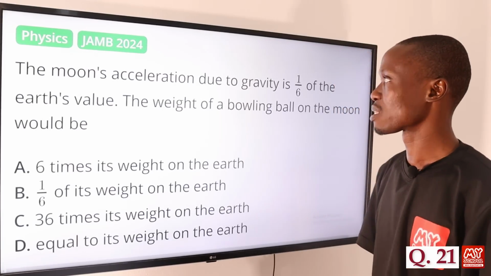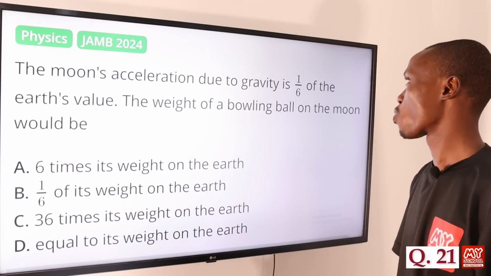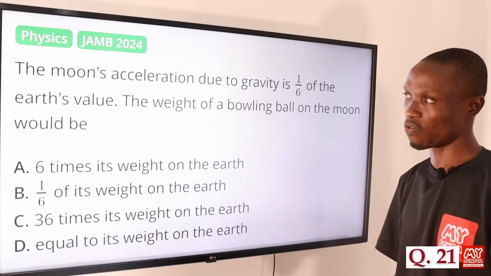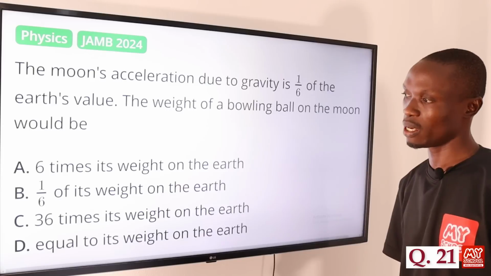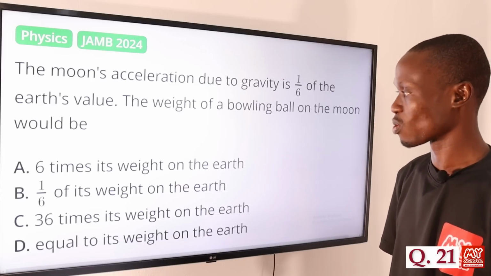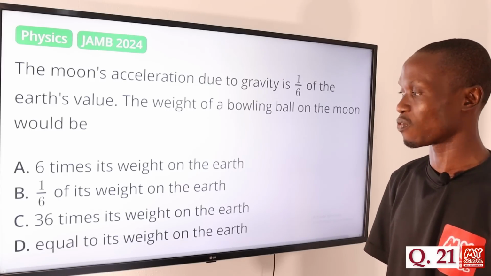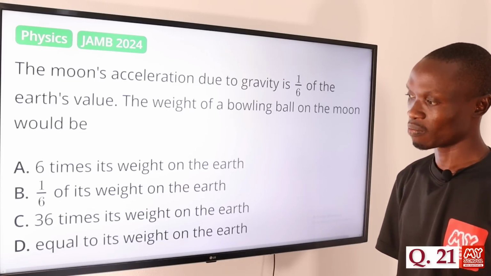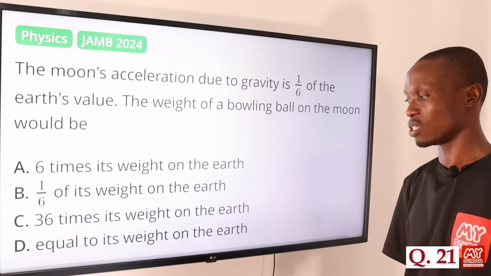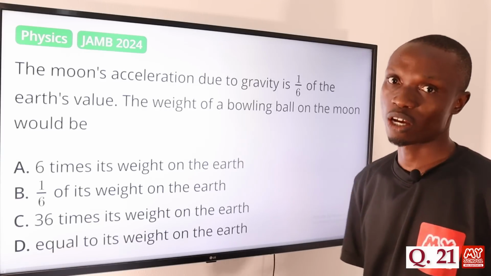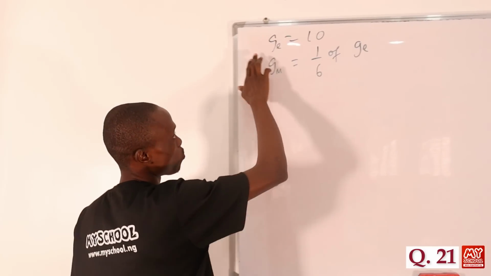Question 21. The moon's acceleration due to gravity is 1/6 of the Earth's value. The weight of a bowling ball on the moon would be A, 6 times its weight on the Earth, B, 1/6 of its weight on the Earth, C, 36 times its weight on the Earth, and D, equal to its weight on the Earth. So let's move over to the board to provide an answer to this question. So this is what is given to us.